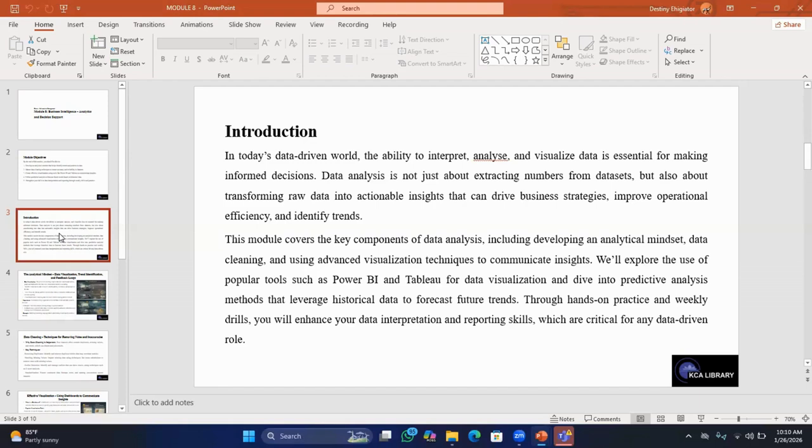This module covers the key components of data analysis, including developing analytical mindsets, data cleaning, and using advanced visualization techniques to communicate insights. We explore the use of popular tools such as Power BI and Tableau for data visualization, and dive into predictive analysis methods that leverage historical data to forecast future trends. Through hands-on practice and weekly drills, you will enhance your data interpretation and reporting skills, which are critical for any data-driven role that you might find yourself in.